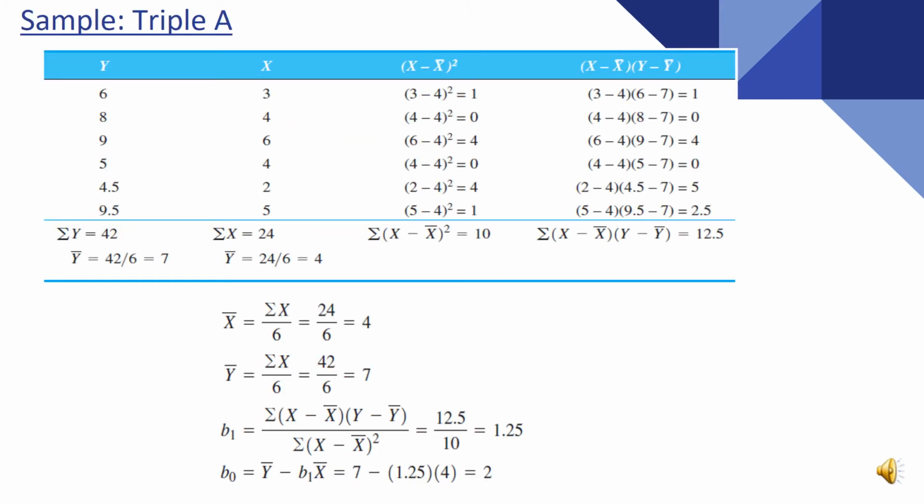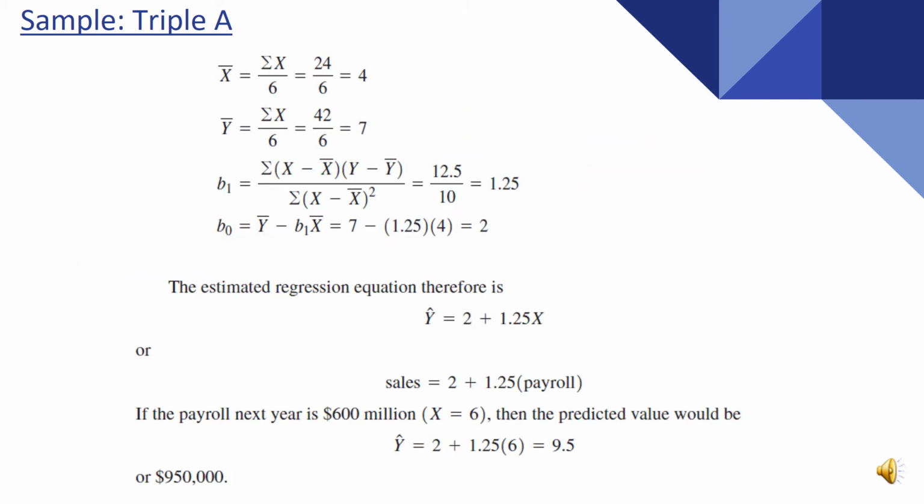So in the AAA construction example, we can get the average of x values as equal to 4, while the average of y values is equal to 7, while b1 is equal to 1.25 and b0 is equal to 2. So the estimated regression equation would be ŷ = 2 + 1.25x, or sales is equal to 2 plus 1.25 times the payroll.